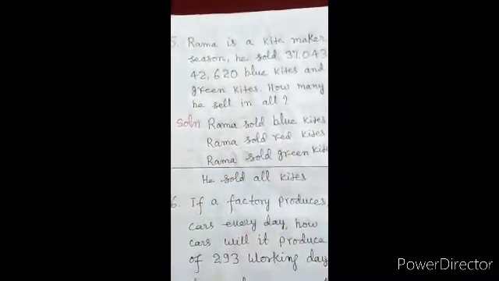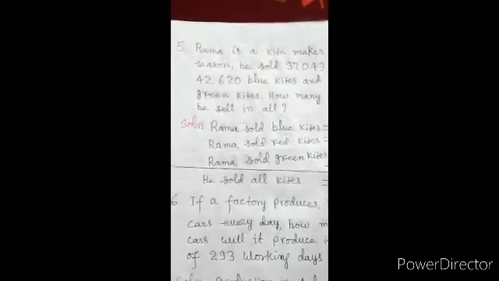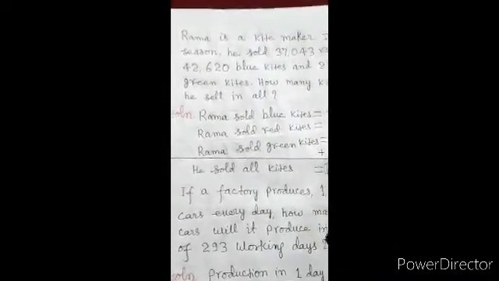Now take some examples related to all these 4 fundamental operations. These fundamental operations are addition, subtraction, multiplication, and division.